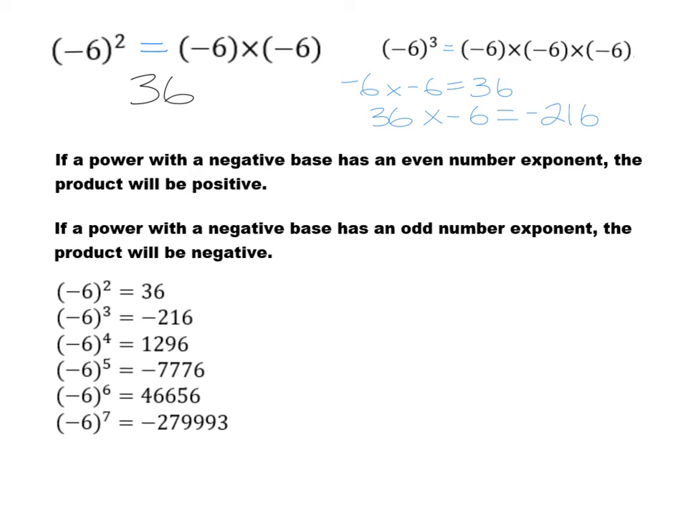Where the power is an even number, like 2, 4, and 6, you can see that the answers are positive 36, positive 1,296, positive 46,656. Where the exponent is an odd number, like 3, 5, and 7, you can see that the answers are negatives: negative 216, negative 7,776, and negative 279,936.